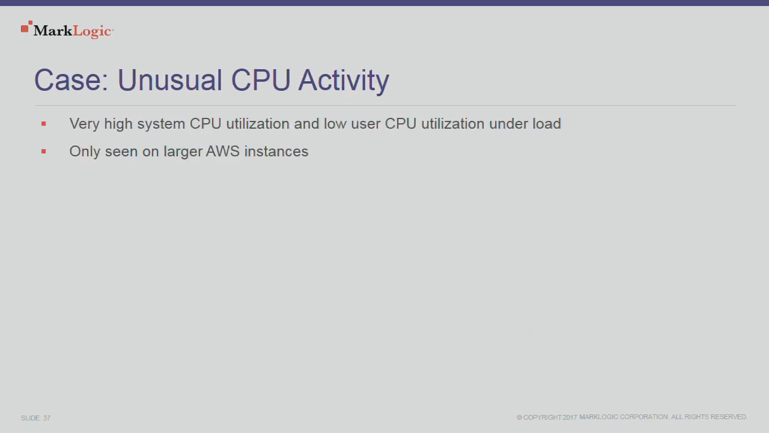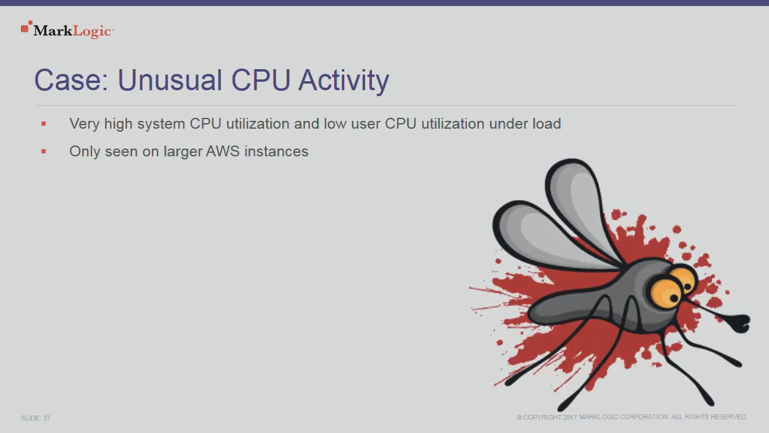Then we had a case where this was a customer on AWS, larger AWS instances, and we saw very high system CPU utilization and low user CPU utilization under load testing. So the system was not performing the way they were expecting it to. We all know system CPU exists. We're a little fuzzy on exactly what it means, but we know it's there. And they were running hot on system CPU, not getting the performance they were expecting. And the reason for this was a bug.